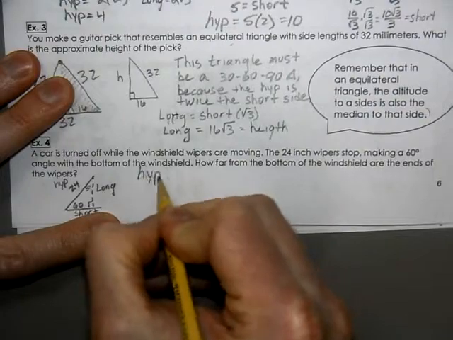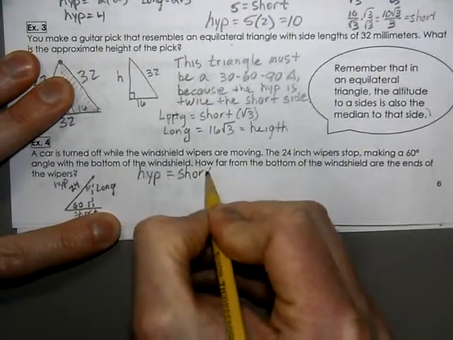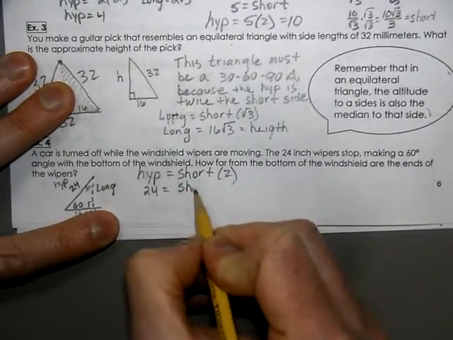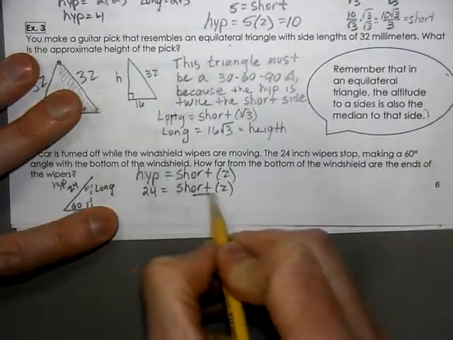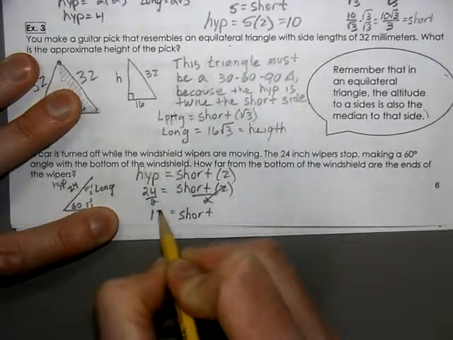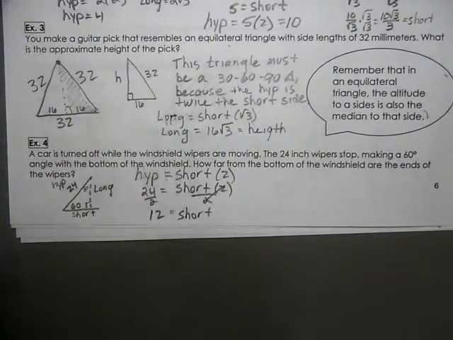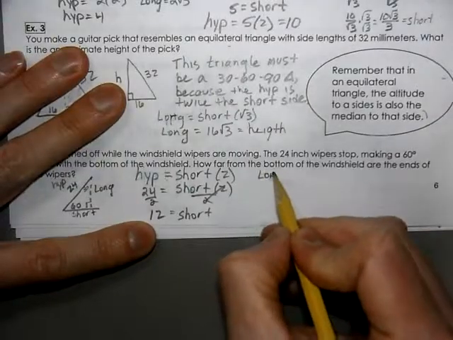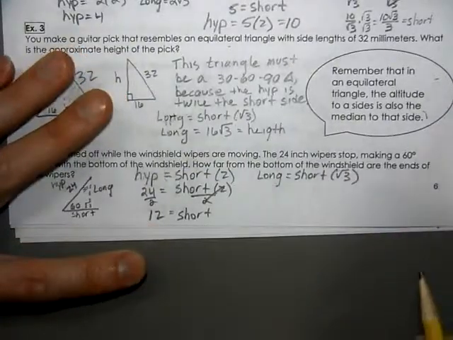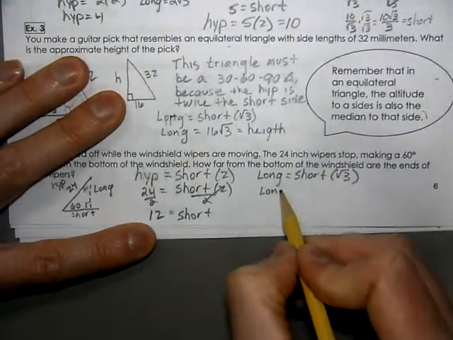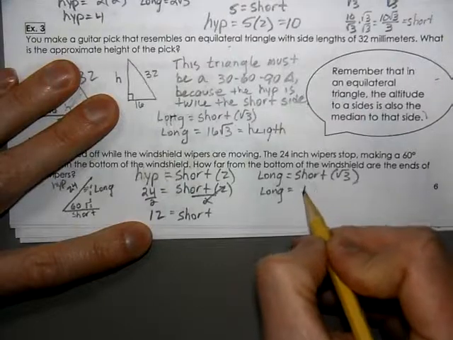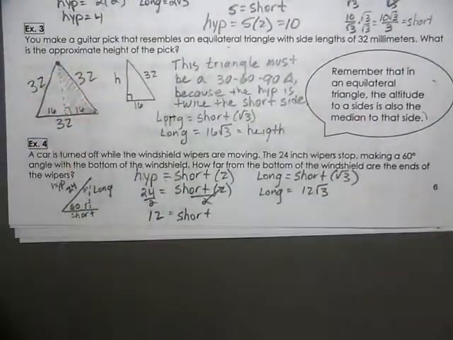We're supposed to say the hypotenuse equals the short side times 2. The hypotenuse is 24. The short side is 2 times that. So divide by 2. So the short side is going to be 12. Now if the short side is 12, I know that the long side is supposed to be the short times the square root of 3. So I know that the long side, the distance that it takes to get to the bottom of the windshield, is 12 times the square root of 3.